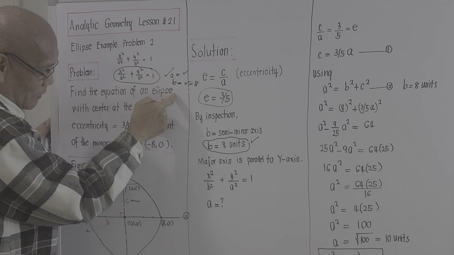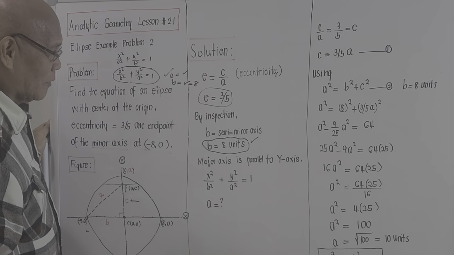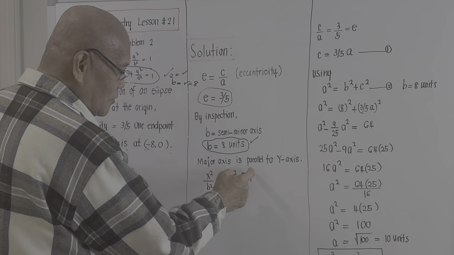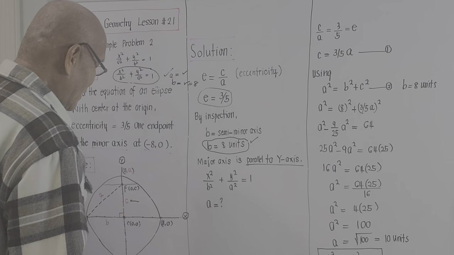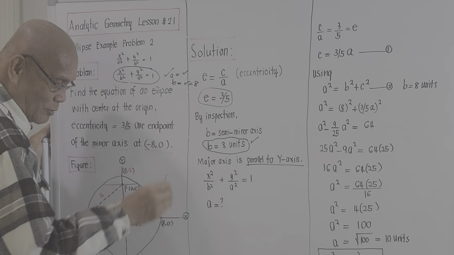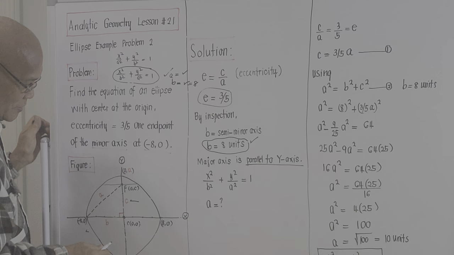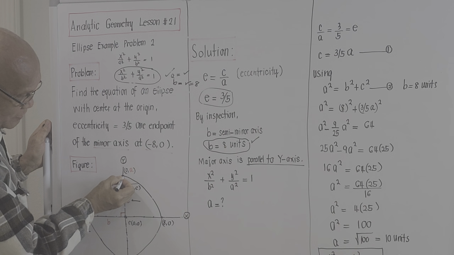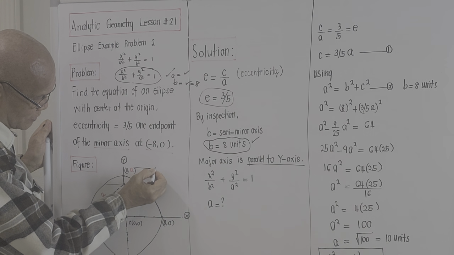So our only problem now is the value of A, so we could compute for the equation. I place it here. Major axis is parallel to the y-axis. Why parallel? Because this is the semi-minor axis, and the opposite of this is the one that goes up and goes down, and this is the major axis. From the center up to this endpoint here, the coordinates is 0 and A. And this here is the major axis.